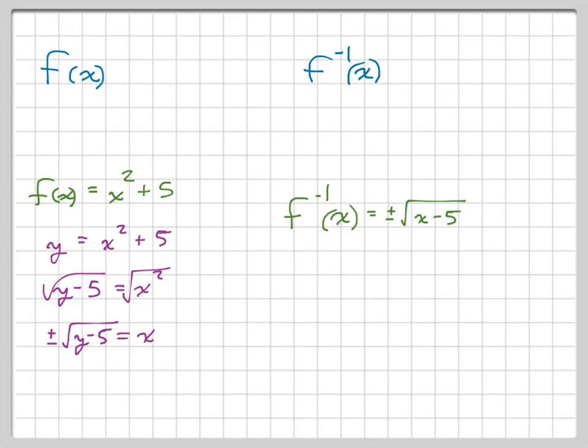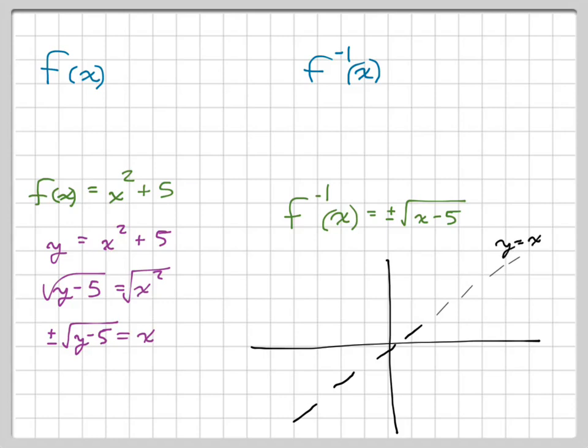Now, a really neat thing about inverse functions is that they reflect across the y equals x line. The y equals x line is right there. This is y equals x, and it's like that because if you plug in a 1, you're going to get a 1. If you plug in a 2, you're going to get a 2. That's why you get a diagonal line like that. Now, this function right here is x squared but moved up 5.